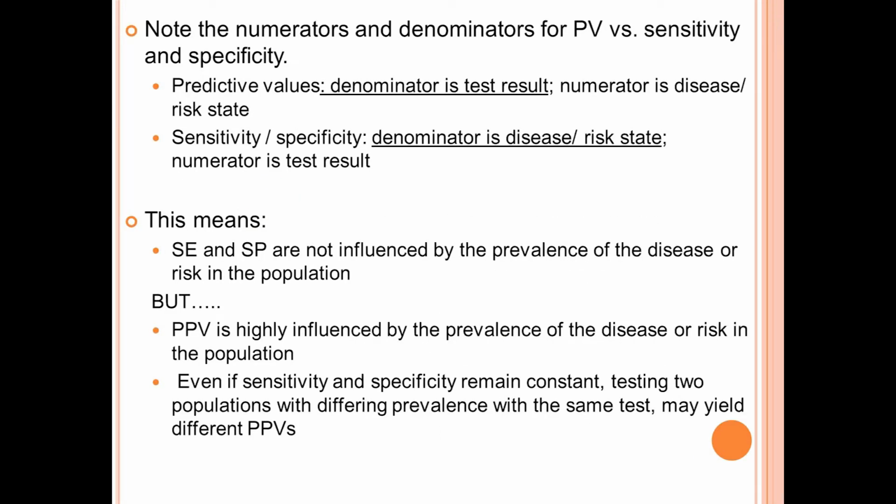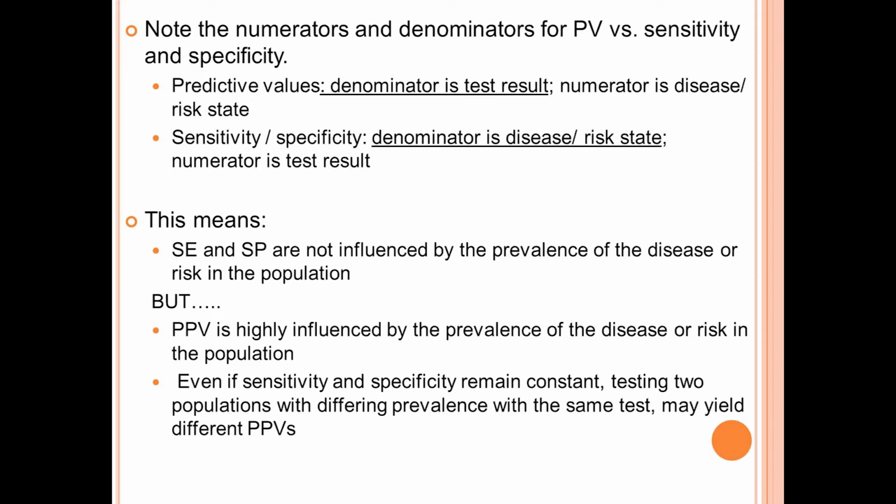Note that the numerators and the denominators for predictive value versus sensitivity and specificity are different. In predictive values, the denominator is the test result, and the numerator is the disease state. In sensitivity and specificity, the denominator is the disease or the risk state, and the numerator is the test result. So what's the big deal about this?